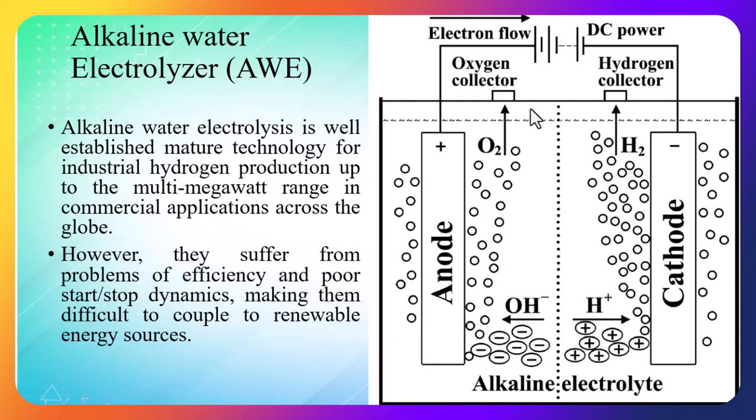When you give a supply to this anode and cathode, the anode will be given positive and the cathode will be given negative. Once the supply is given, oxygen will be liberated on the anode side and hydrogen will be liberated on the cathode side. We will have a collector, so there I will collect this gas and then store it.